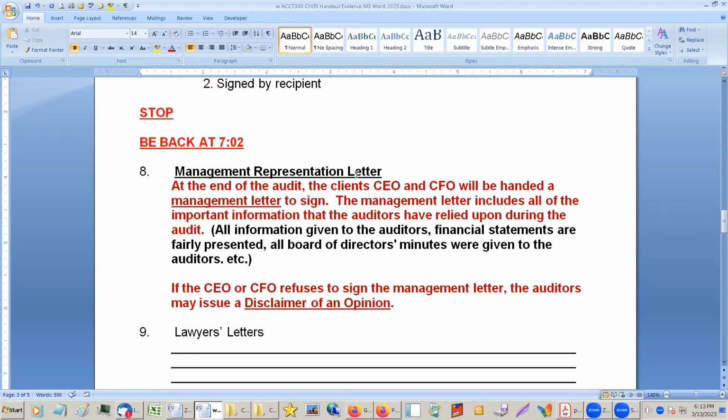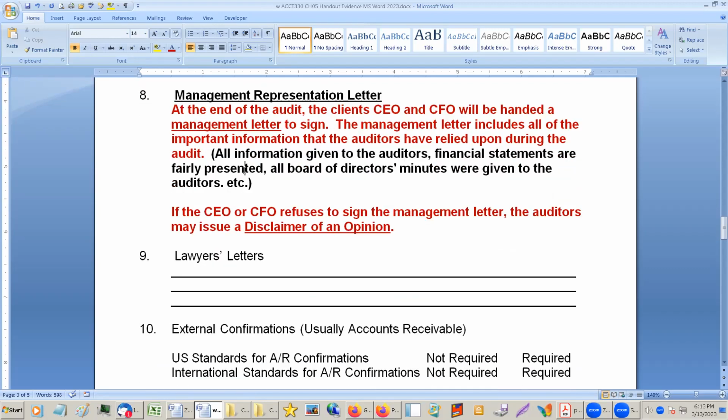So that's a management representation letter, and again, there's quite a bit of stuff in there, but generally speaking, it's a normal procedure. While it doesn't replace any other evidence that we're getting, what it does do is commit management to the responsibility of the financial statements. Okay, a lawyer letter.